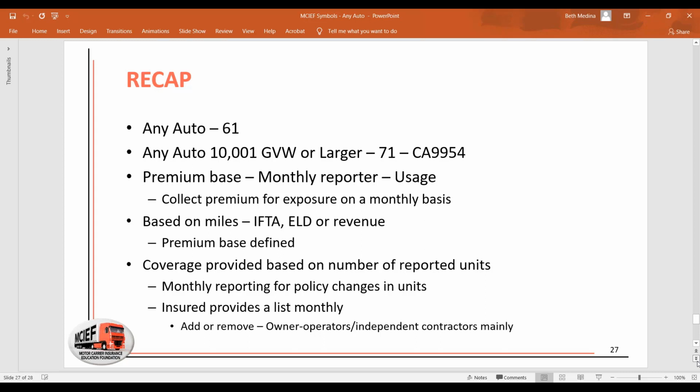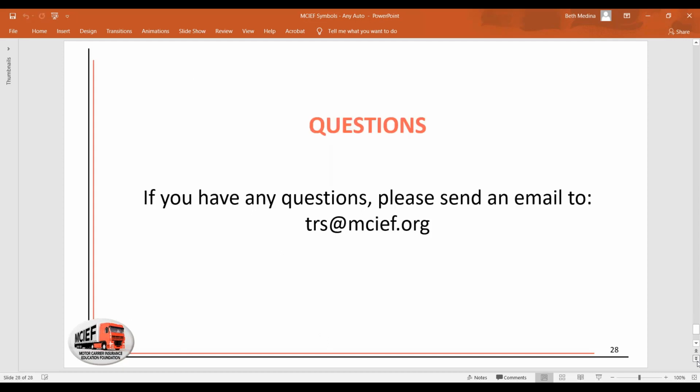Monthly reports are made for policy changes in the units. The insured provides a list monthly. They'll add or remove units. These would be owner-operators or independent contractors, which would be the ones that are mainly taken off and added. So that tells you the problems with, and how to look at, any auto symbols.